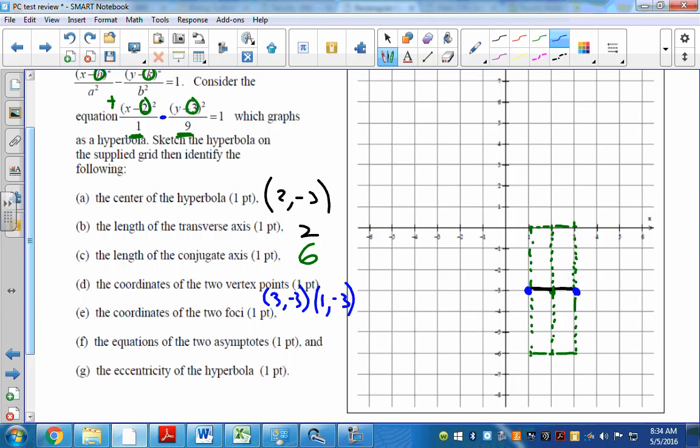Foci, we're going to have to calculate the focal distance. Asymptotes. Let me go ahead and draw in the asymptotes so that we can actually sketch this. The asymptotes are the diagonals of the box. So it's going like this. This is one diagonal. This is the other diagonal. And then there's a diagonal going this way, and going this way.